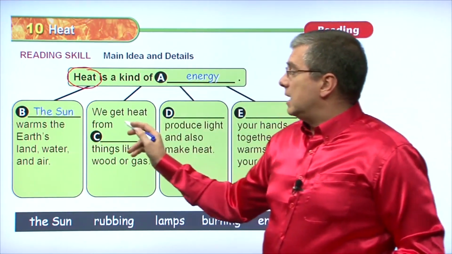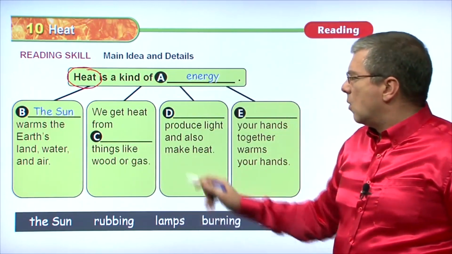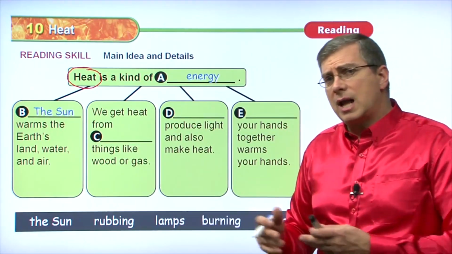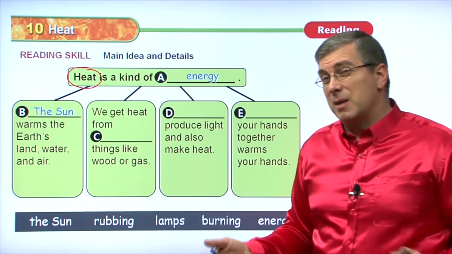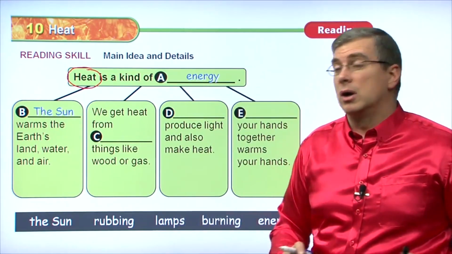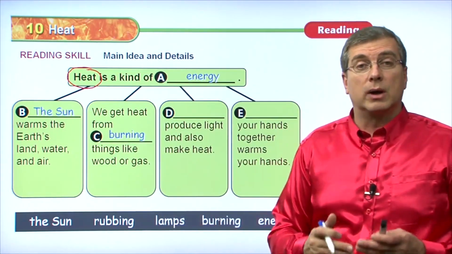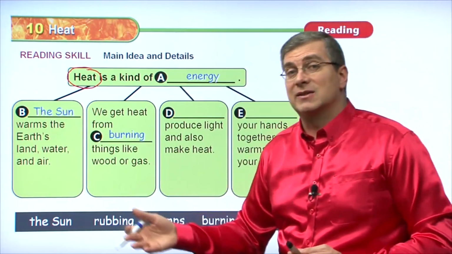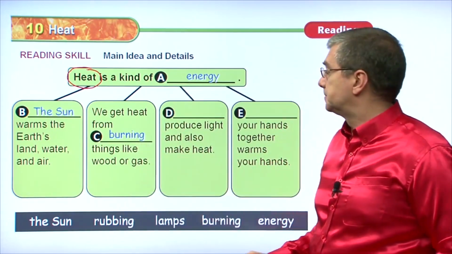We also get heat from things like wood or gas. So what does wood do? What does gas do? When we put a lot of heat to wood, when we put a lot of heat to gas, what happens? Do they melt? No, they burn. So we get heat from burning things like wood or gas. When we burn wood, we get heat. When we burn gas, we get heat. So we get heat from burning some things.